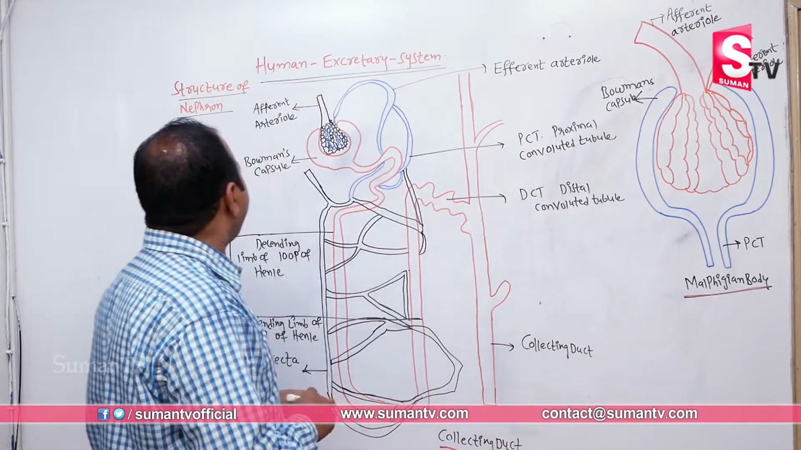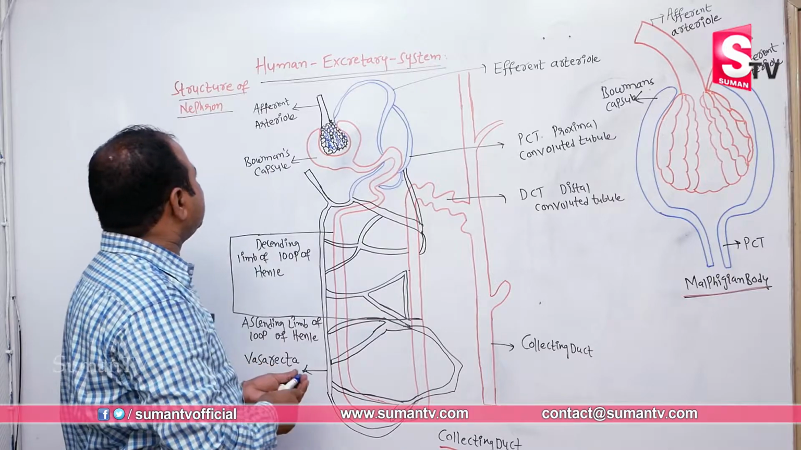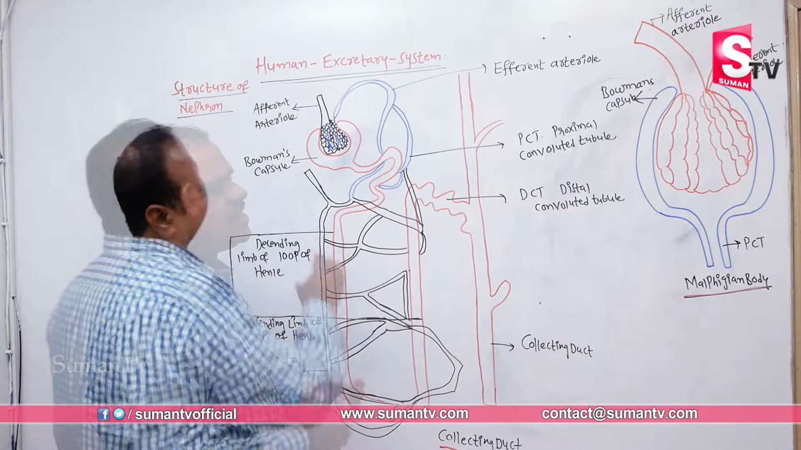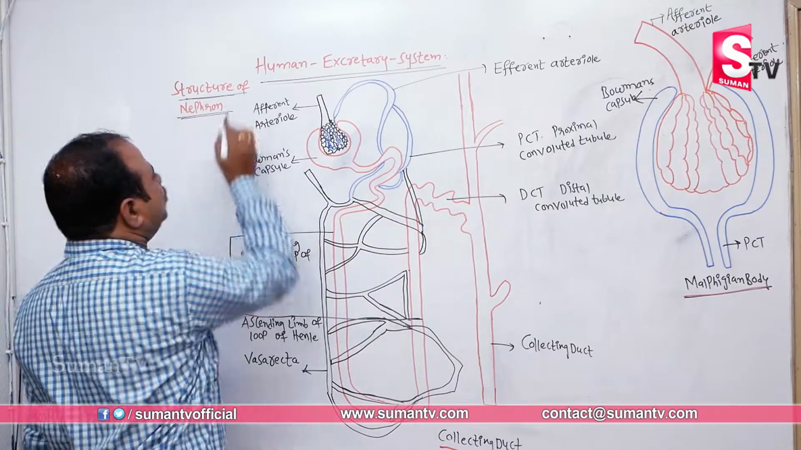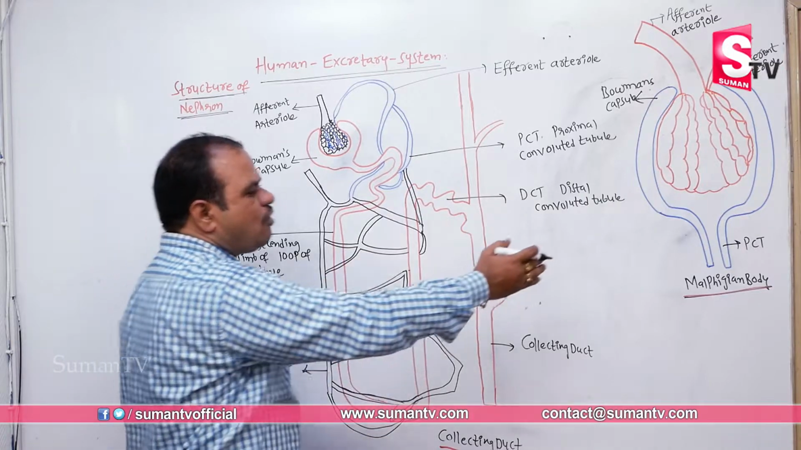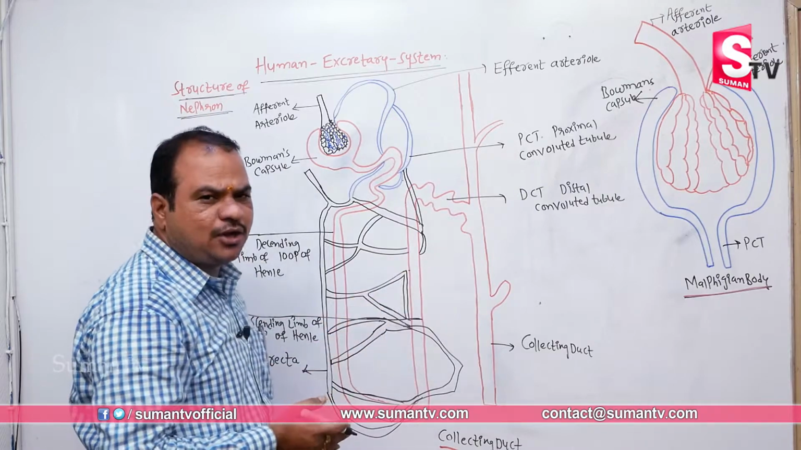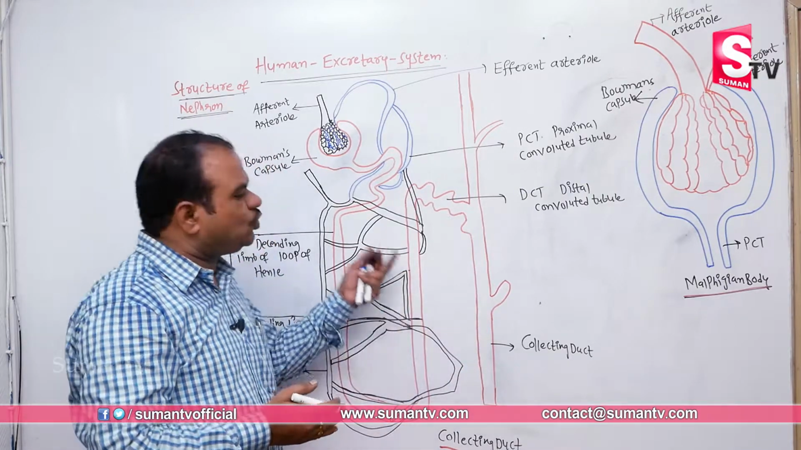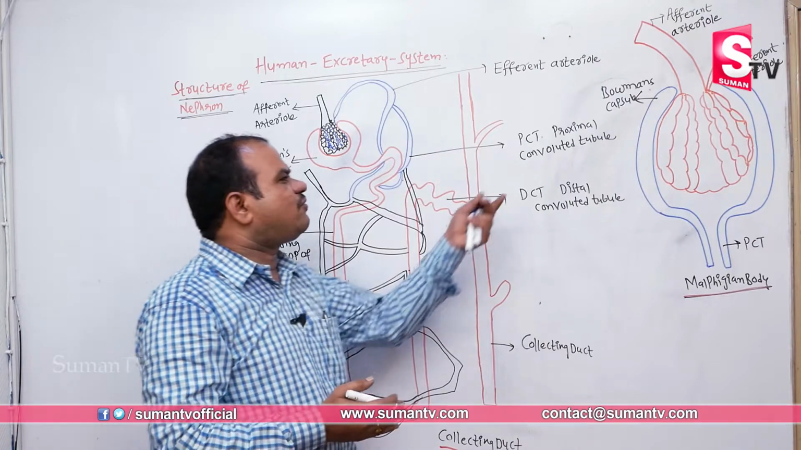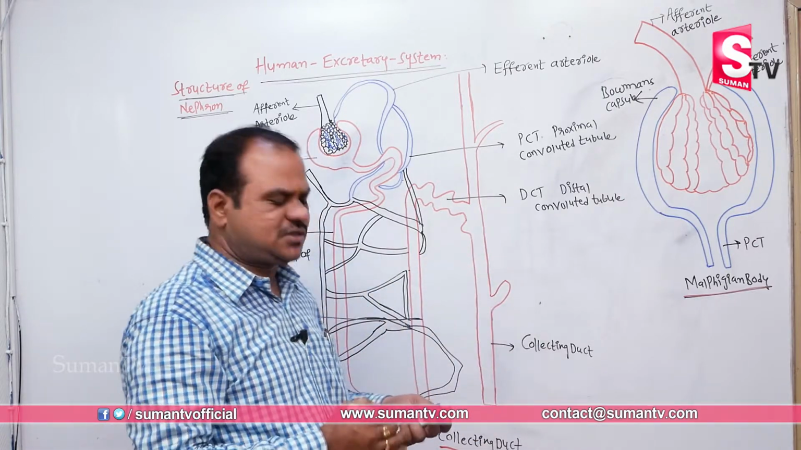Now we can discuss the structure of the nephron. The nephron consists of two regions: the first one is the Malpighian body and the second one is the renal tubule, also called the tubular part. But first of all, we will discuss the Bowman's capsule.